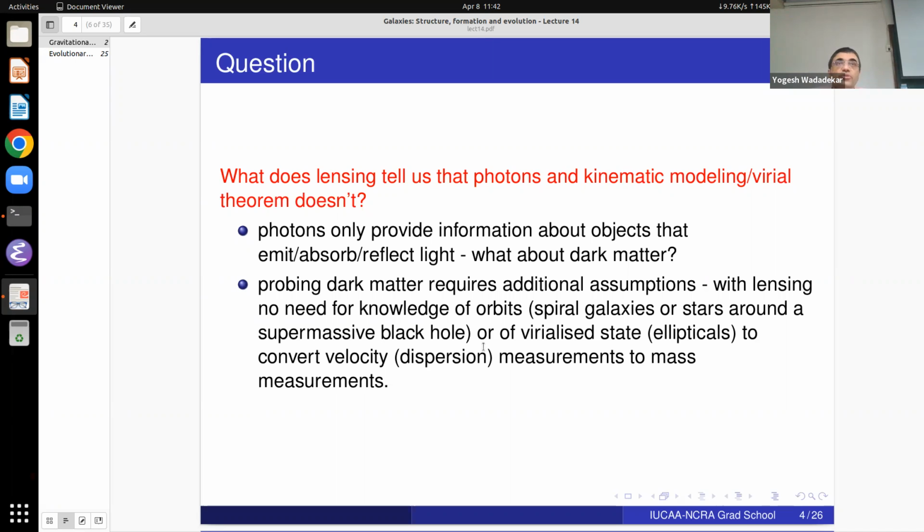and so on. Or if you're looking at a virialized system, you have to make the assumption, or you have to verify in some way, that the system is virialized and so on, to convert the velocities or the velocity dispersions into masses. With lensing, it's a sort of assumption-free thing, right? Just use pure geometry to build mass models of the lens.